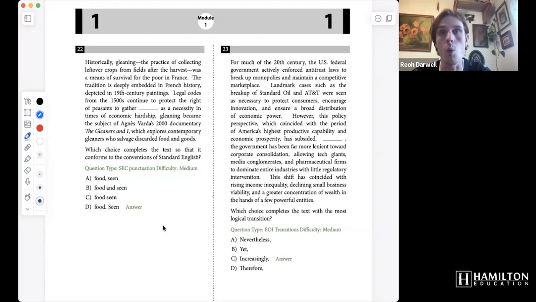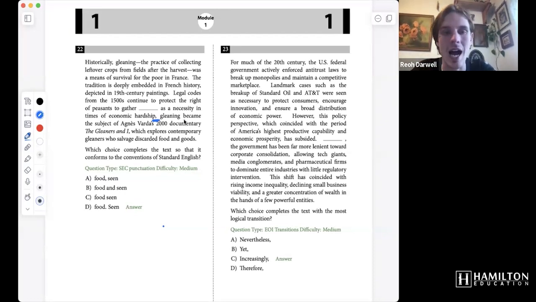All right. So, what is the example of that in this passage? It reads naturally to say legal codes from the 1500s continue to protect the right of peasants to gather food seen as a necessity in times of hardship, right? That sounds really natural. But a comma is not a period. A comma is not a semicolon. A comma is a comma. A comma can only be used in lists or with a fanboys to connect independent clauses, but this doesn't have a fanboys, so it must be connecting a dependent and independent clause.